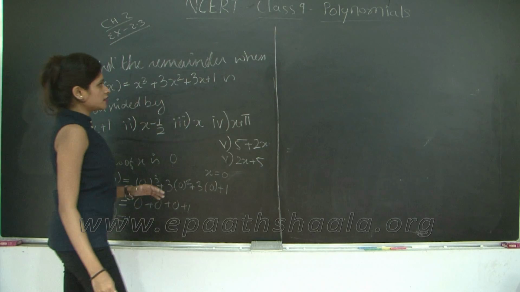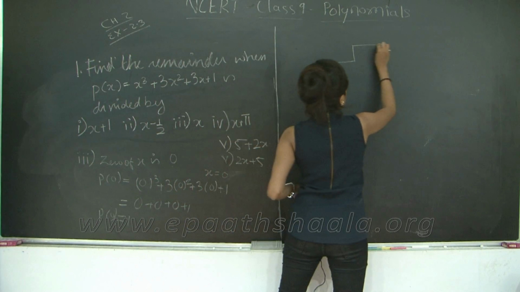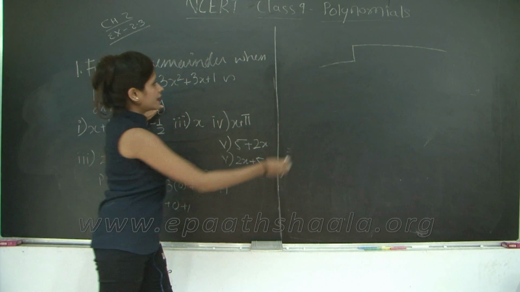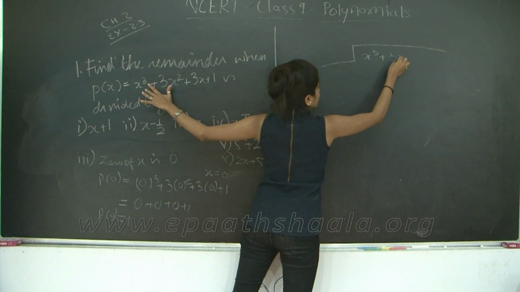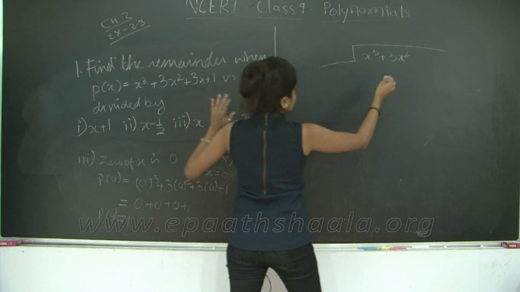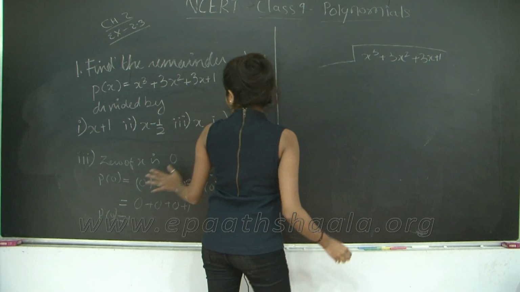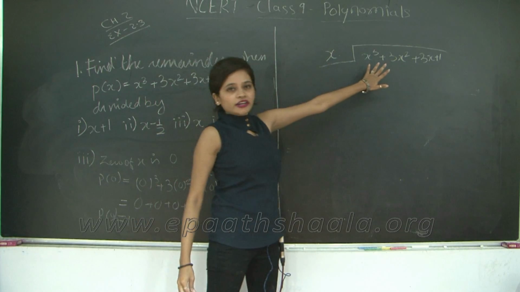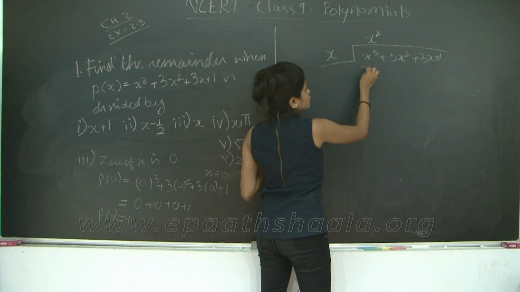Now let's find the remainder using the long division method. So my polynomial is x cube plus 3x square plus 3x plus 1. I have to divide it by x. This is going to be a very simple one. So x into what is going to give me x cube? x into x square is going to give me x cube.